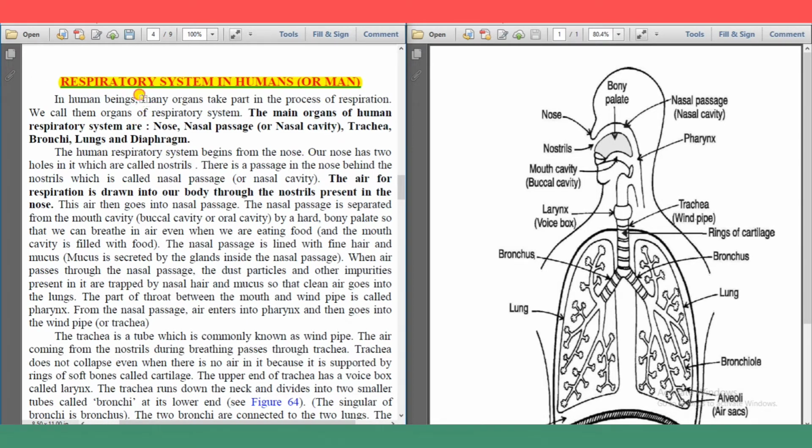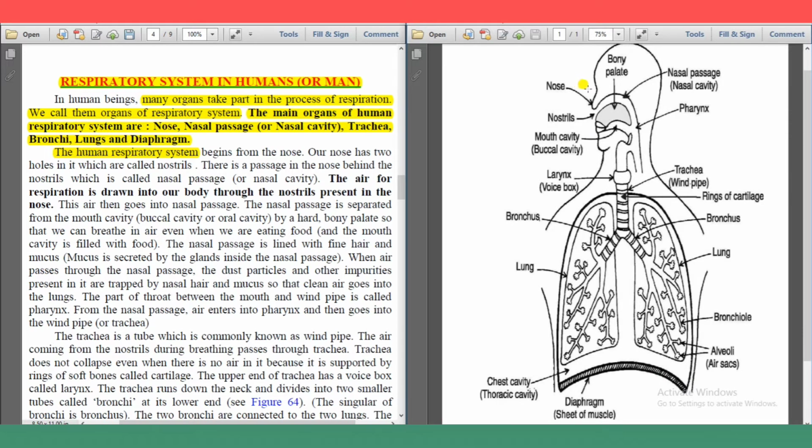In human beings, many organs take part in the process of respiration, and together we call them the respiratory system. The main organs of the human respiratory system are the nose, the nasal cavity, trachea, bronchi, lungs and diaphragm. So this is our nose, which further continues with a passage called the nasal cavity. Then we have our trachea or windpipe, which is further divided into two parts, and these two parts of the windpipe are connected with our two lungs. You can see our two lungs present in the chest cavity.